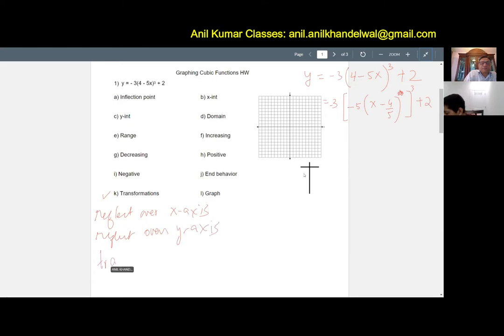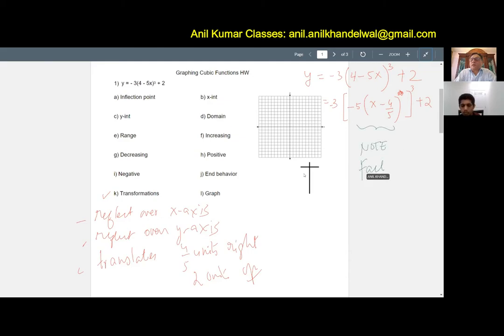Right 4/5 and up 2 units. 4/5 units right, that you get because you factored. Otherwise, you would have got the wrong answer, and 2 units up. Perfect. So that becomes the transformation for us. And the important thing to understand here is that we need to factor for the correct translation.